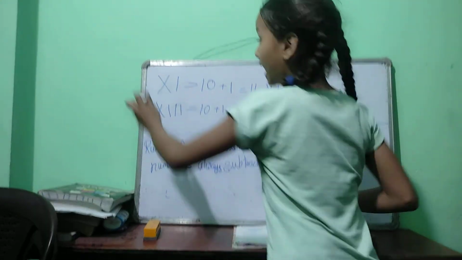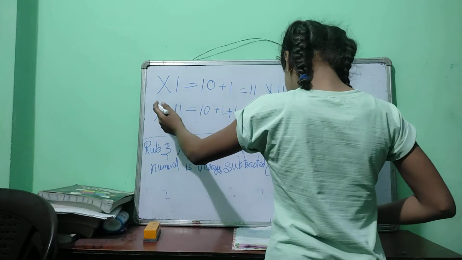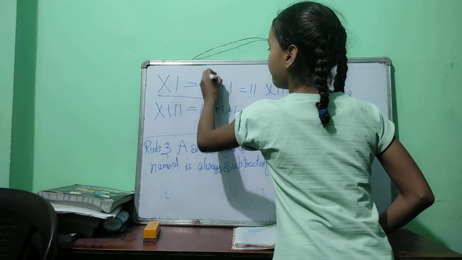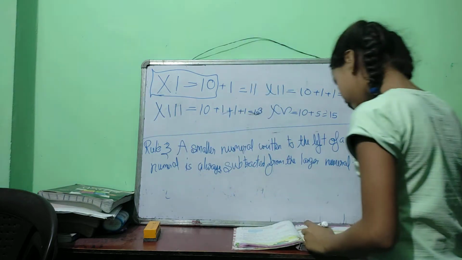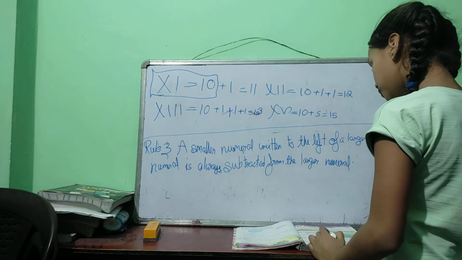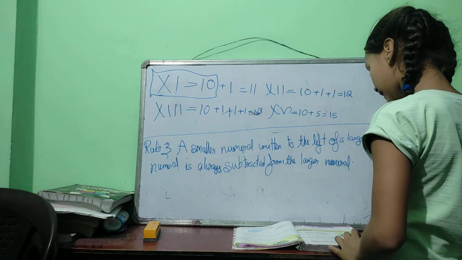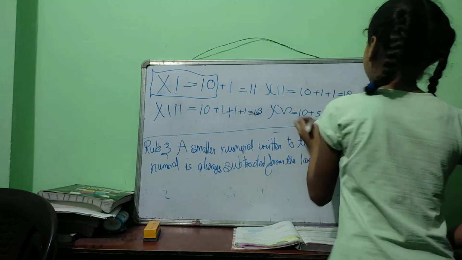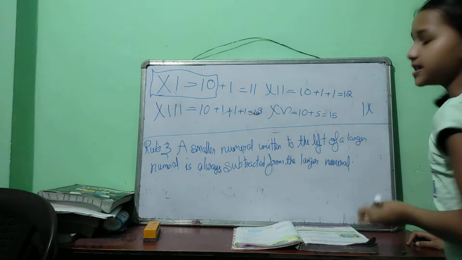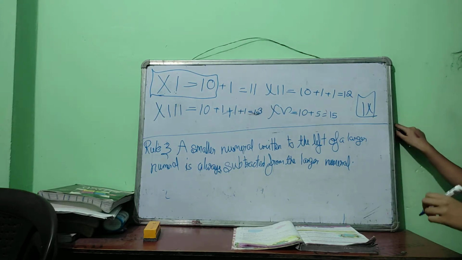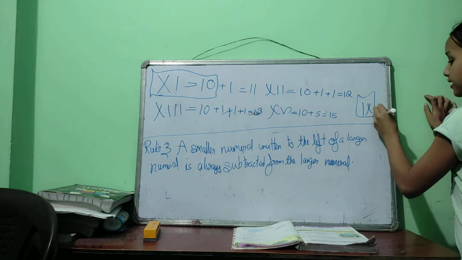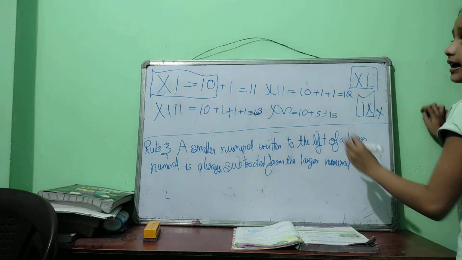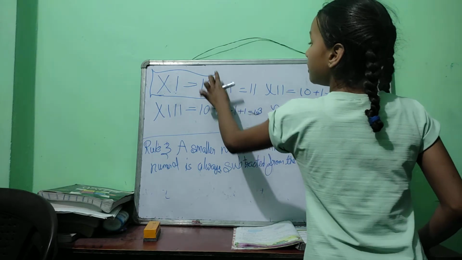Rule number 2, example number 2. X plus I. We can use it as an example of rule number 2. A smaller numeral written to the right of a larger numeral is always added to the larger numeral. We can't write it like IX. What is this? Is this a Roman numeral or meaningless? This is meaningless. We have to write it correctly like XI. It's called 11.